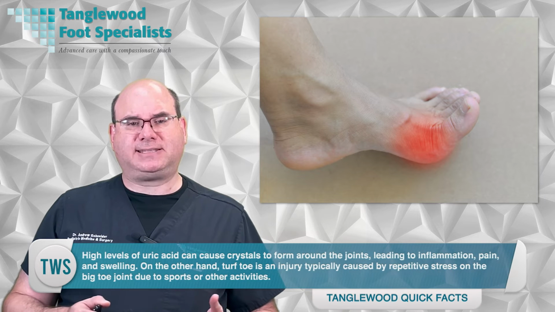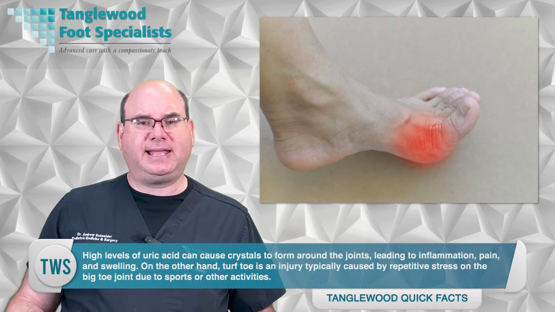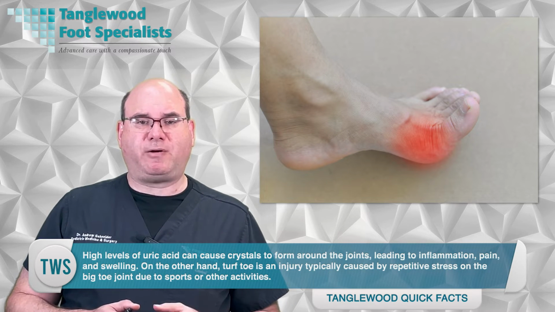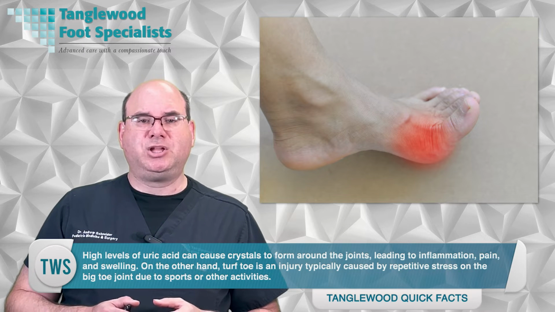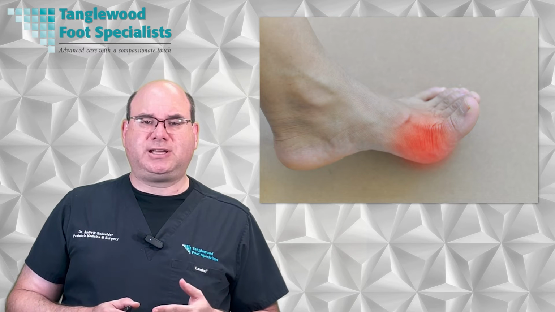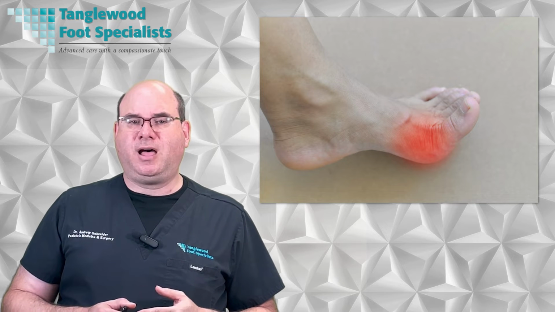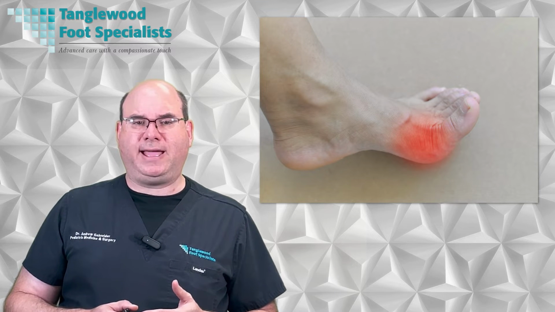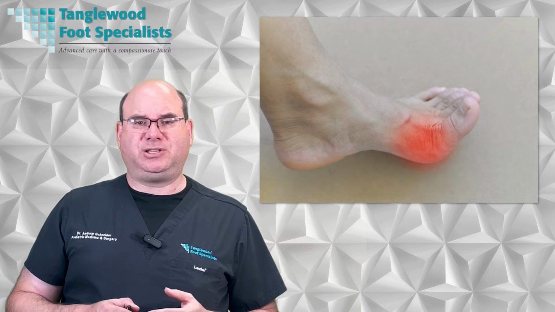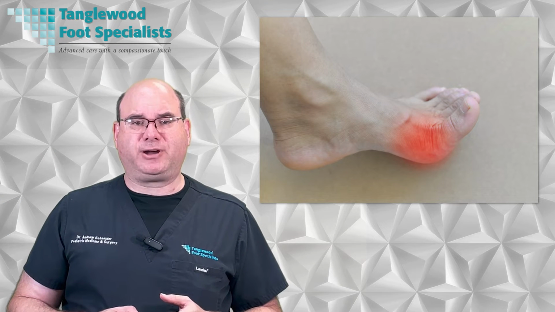High levels of uric acid can cause crystals to form around the joints, leading to inflammation, pain, and swelling. On the other hand, turf toe is an injury caused by repetitive stress on the big toe joint due to sports or other activities. Diagnosis of gout is usually done through physical examination and a review of the patient's medical history. I'll look for signs such as swollen, red, or tender joints, joint pain that increases with movement, and stiffness in the joint. I may also order blood tests to see if there are elevated levels of uric acid in the blood.